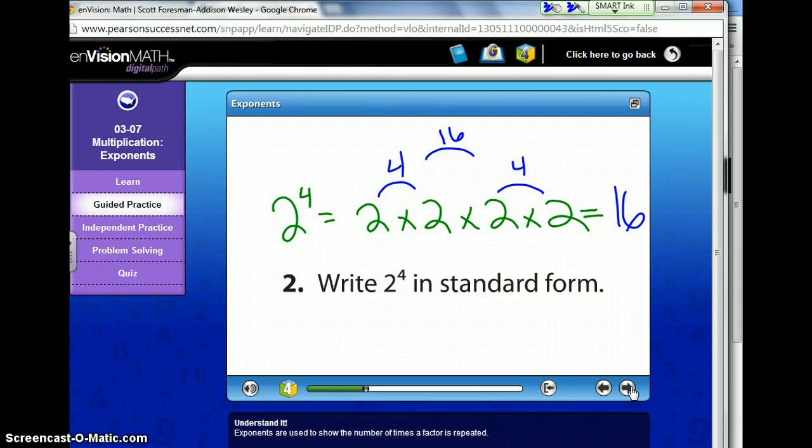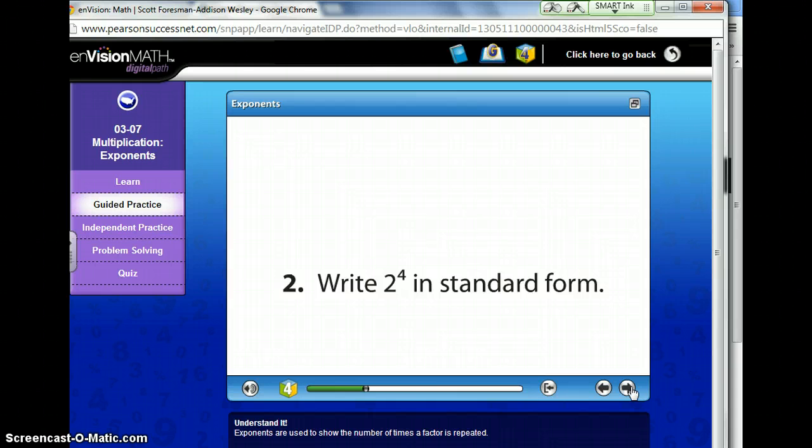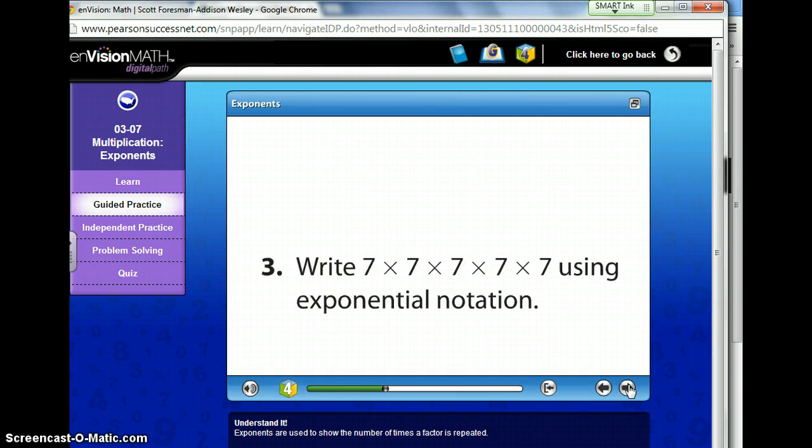Good work. Very good work. All right. So far, so good? Next problem. Okay, now they're going to ask you to do it the opposite way. Now, they expanded it out for you, but they want you to write it in exponential notation. So what's the large, tall number you're going to write, the base number? Aiden? 7. How many times did it repeat? So this is our exponent, 7 to the 5th power.